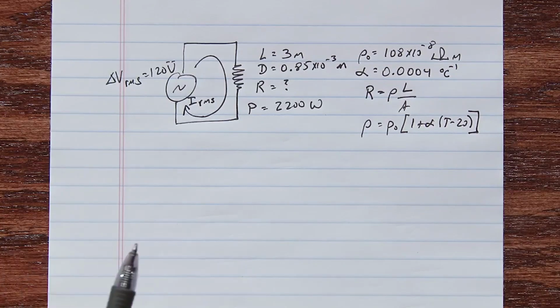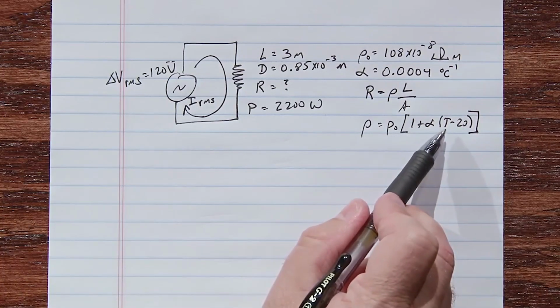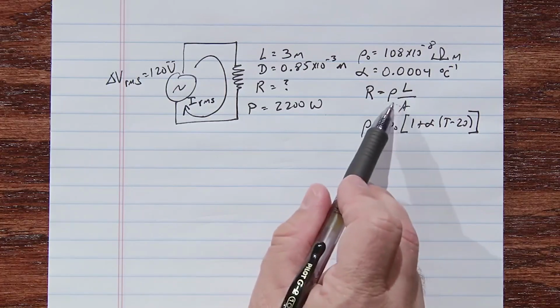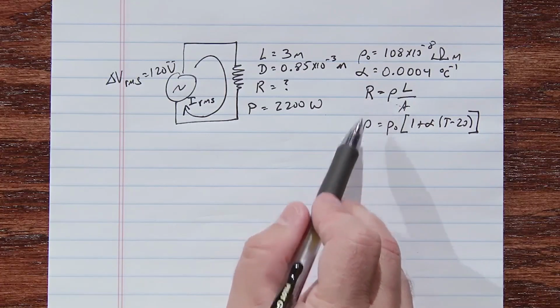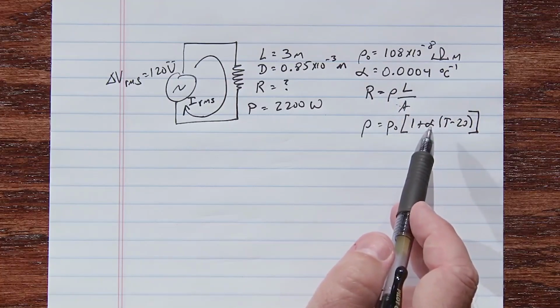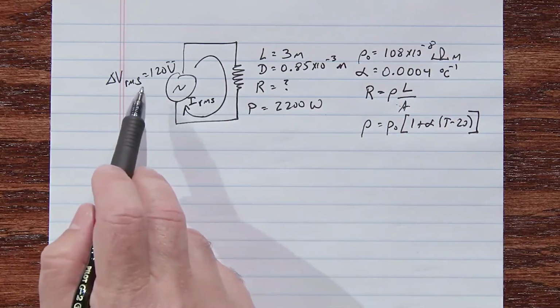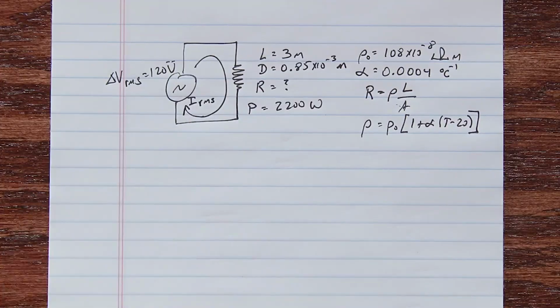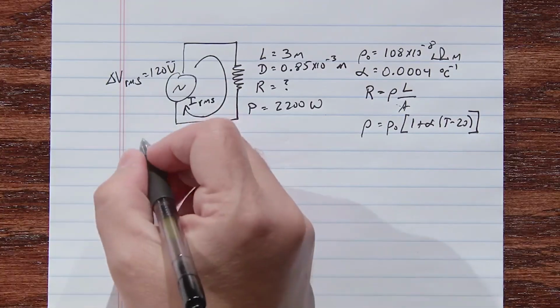Okay. We don't know the temperature, so we don't know the resistivity. We don't know the resistivity, we don't know the resistance from these equations. So we can't use these equations to calculate the resistance. We'll have to use the power and the voltage to figure that out. How do we do that?